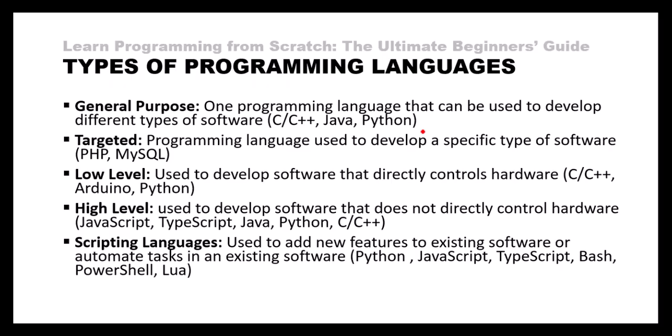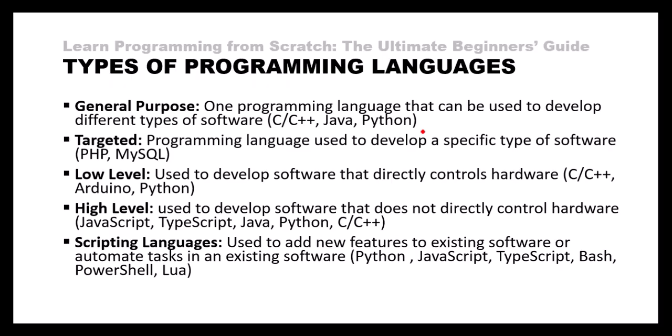So scripting languages are simply programming languages that can be used to add new features to an existing software or to automate tasks in an existing software. Examples of scripting languages are Python, JavaScript, TypeScript, Bash, PowerShell, Lua, and also Batch. Batch is mostly used for Microsoft products.